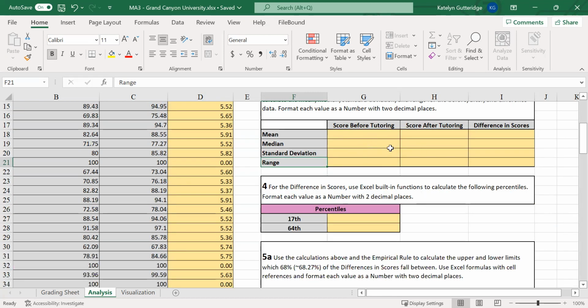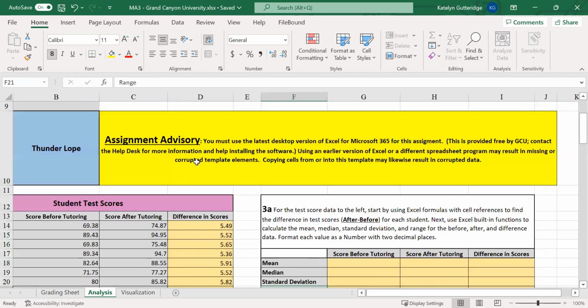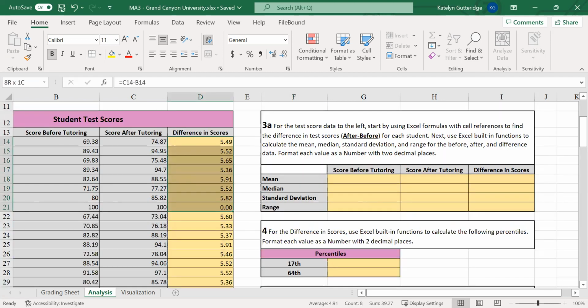For Part 4, you're only going to look at the difference in scores. In Part 4, you are going to find 2 different percentiles. The percentiles are going to be given to you, and you are going to calculate those percentiles for the difference in scores. So when you do this, make sure you are using the Excel function for percentiles. You are going to use the difference in scores in column D as your data.